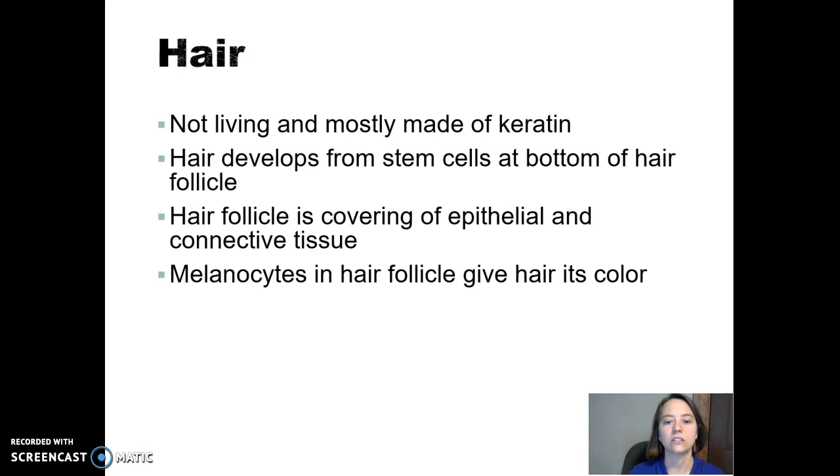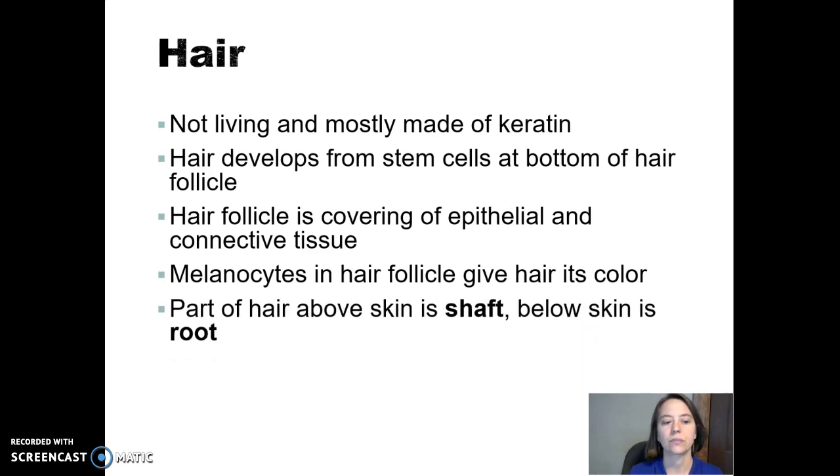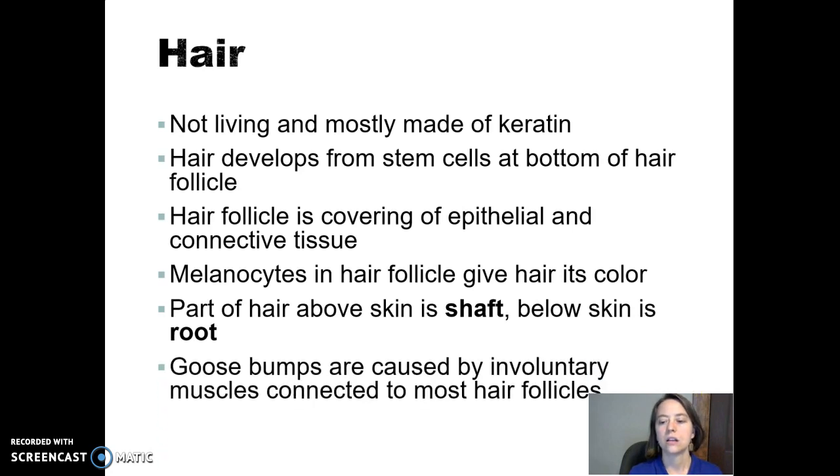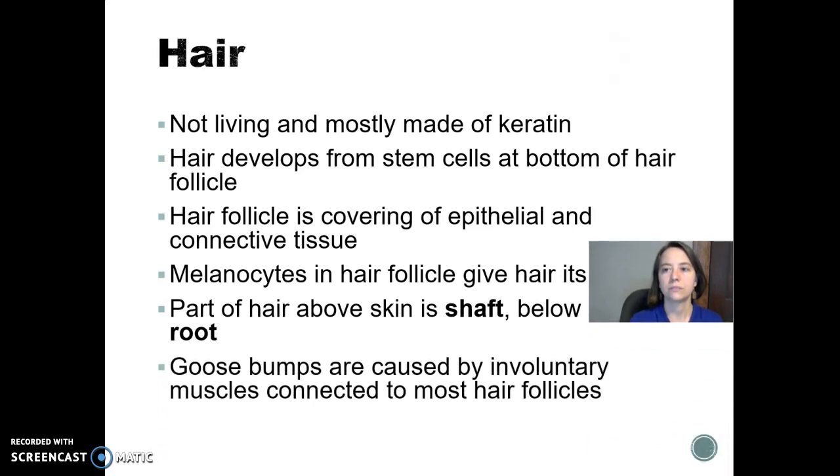Melanocytes in the hair follicle give hair its color. So the type and number of melanocytes will determine how much melanin and the color of your hair, whether it's blonde, red, brown, black. Some anatomy of hair: the part of hair above the skin is the shaft, and below the skin is the root.